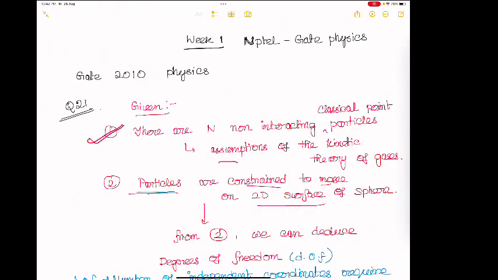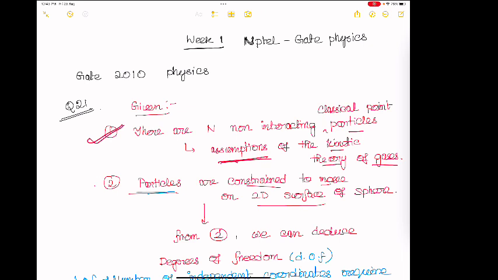So this is the same question, question number 21. What are the given conditions? We have first noted them down. Given are n non-interacting classical point particles. This is one of the assumptions of the kinetic theory of gases. So we will be using this theory to understand this question and proceed further.